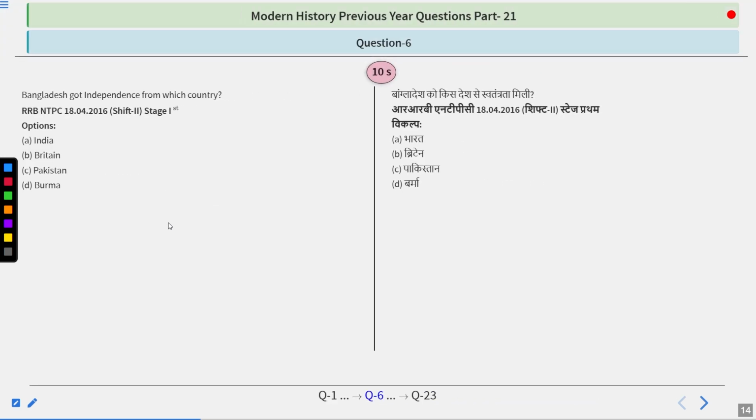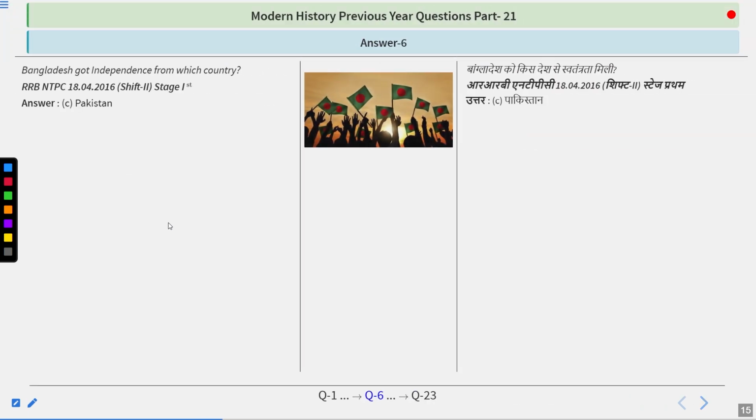Bangladesh got independence from which country? Options are India, Britain, Pakistan, or Burma. So think about it. So I guess the answer you are looking for is in front of you, because the answer is Pakistan.